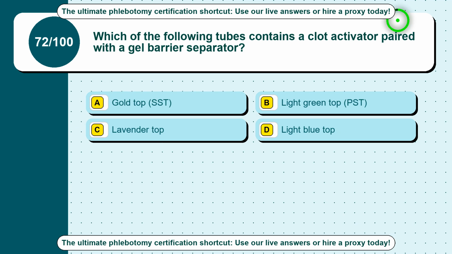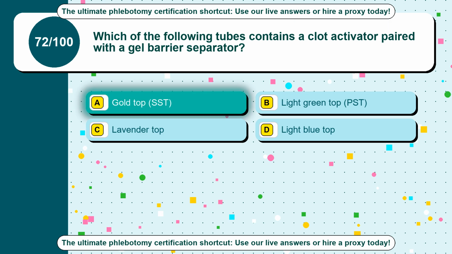Question 72. Which of the following tubes contains a clot activator paired with a gel barrier separator? Option A. Gold top, SSD. Option B. Light green top, PSD. Option C. Lavender top. Option D. Light blue top. The correct answer is option A.